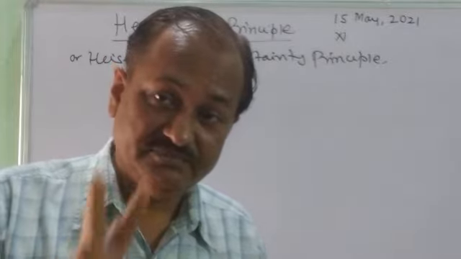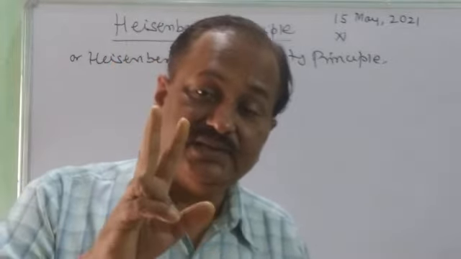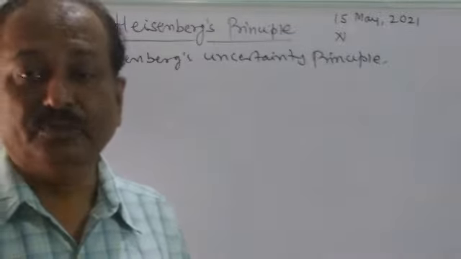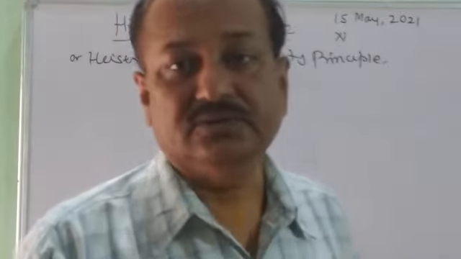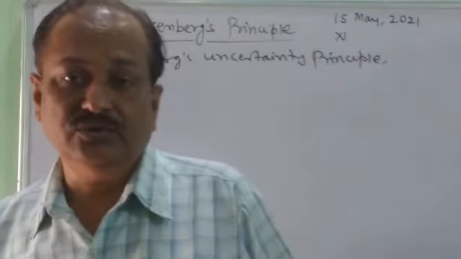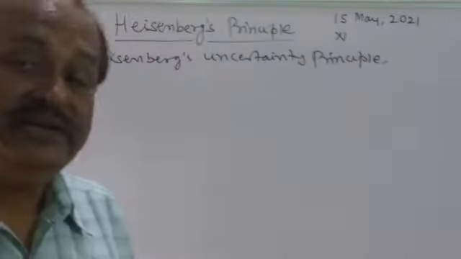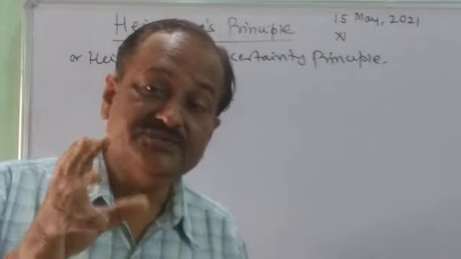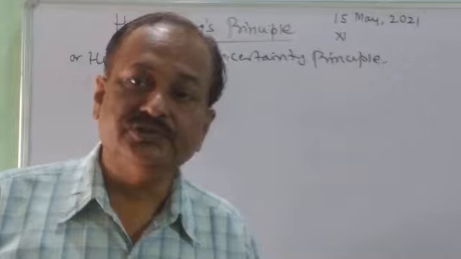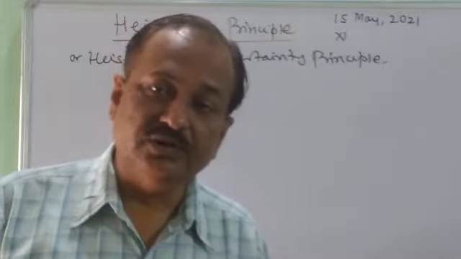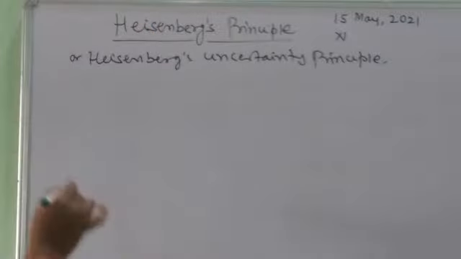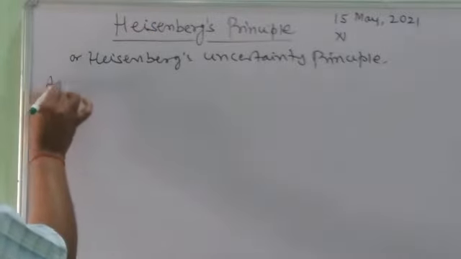See carefully. Meaning is that we cannot find out the position as well as the momentum. Momentum means the product of mass and velocity of a particle like an electron, with absolute accuracy simultaneously. It means with 100% accuracy, we can either find out the position or the momentum or velocity. Both cannot be found out.